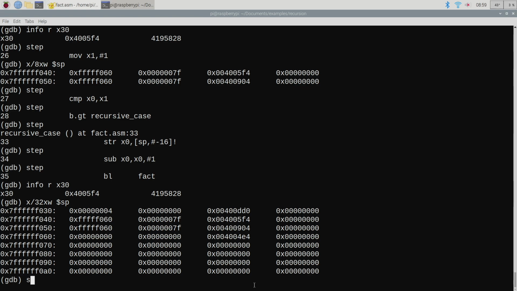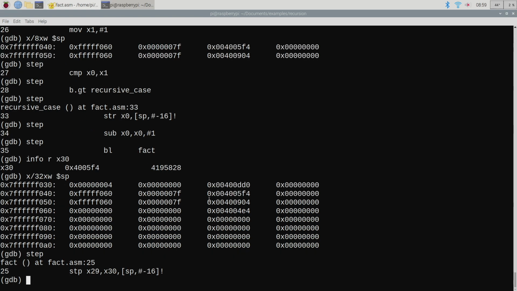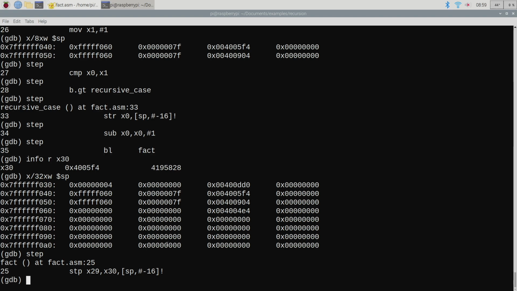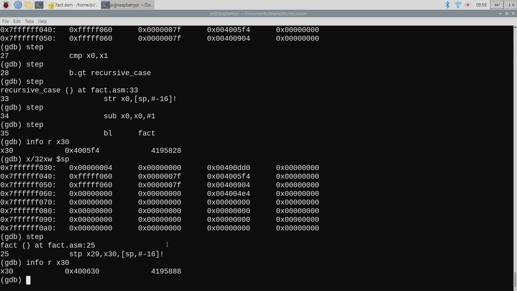All right, and now let me step. Okay, so the instruction I just executed was to branch and link to fact. And now look at what my link register is, 630. So when I hit a ret instruction, what happens is that value is transferred to the program counter. That tells me where to go back to. Okay, so let's just follow the rabbit hole here.